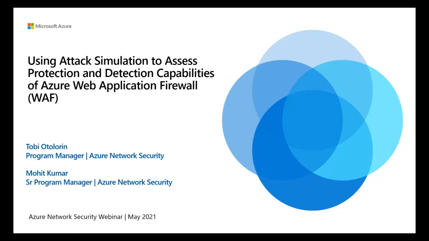So Web Application Firewall is how you provide security for your applications, basically on a layer 7. And we are trying to make sure that our customers know all the features that they can use to detect and prevent these attacks from coming and getting access to their applications.